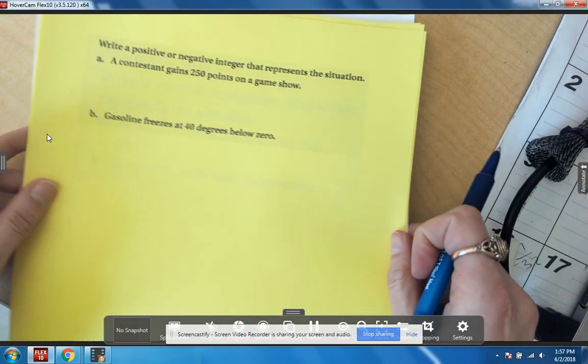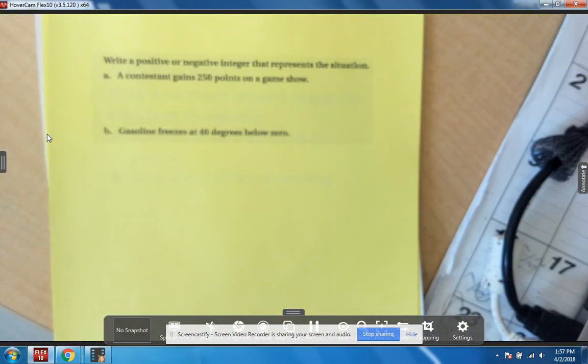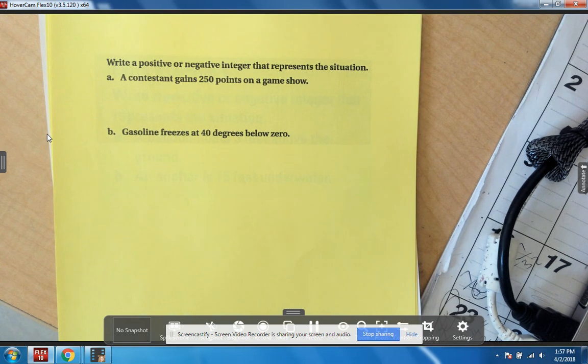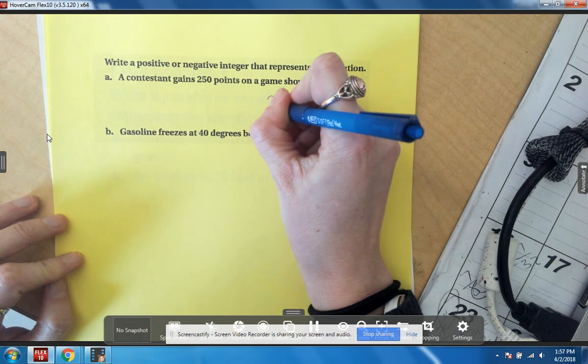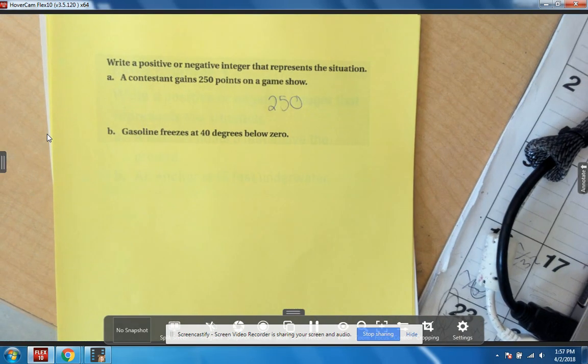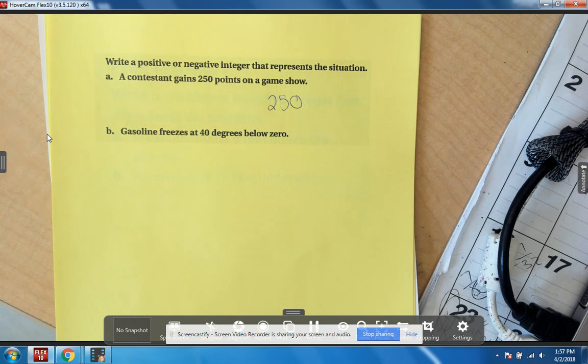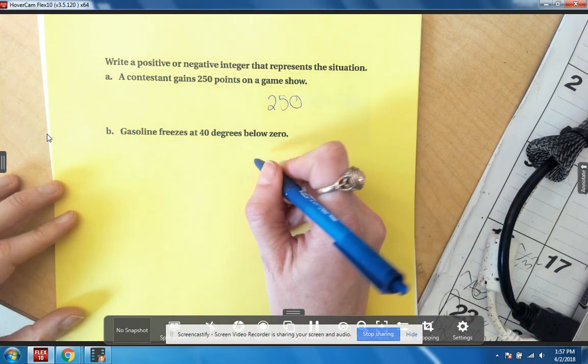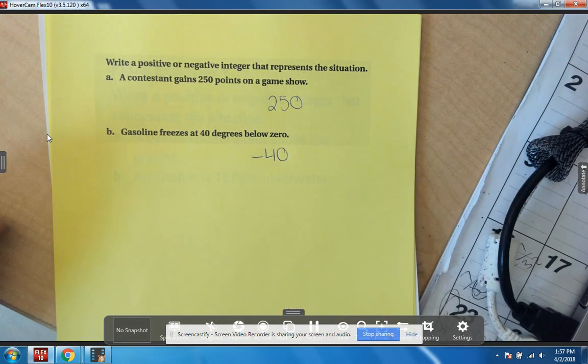Okay, so I'm going to try some examples. First one says, write a positive or negative integer that represents the situation. So again, integer just means a positive or negative whole number. So this says a contestant gains 250 points on a game show. That would be a positive 250. So if it's a positive number, you just write the number like we normally see it. Gasoline freezes at 40 degrees below 0. That's saying a number smaller than 0, so -40.